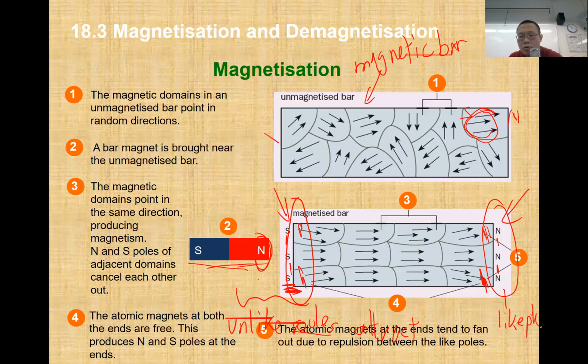Like poles repel, and because of the repulsion, all the north poles, all the arrowheads, will actually fan out a bit. They will repel each other a bit. Because of the repulsion, it causes this fanning out effect.